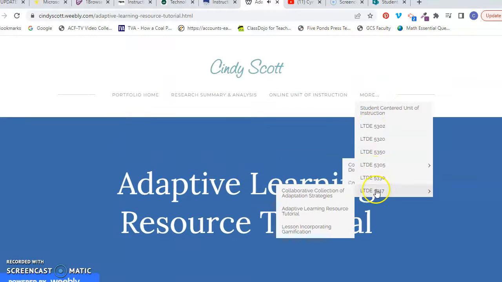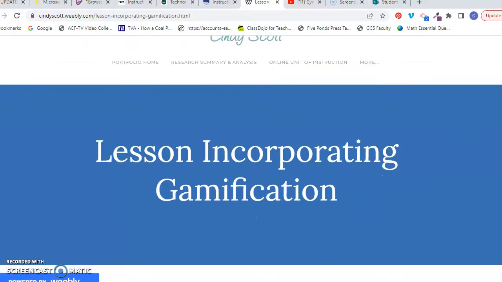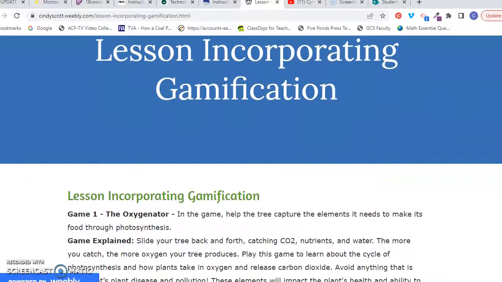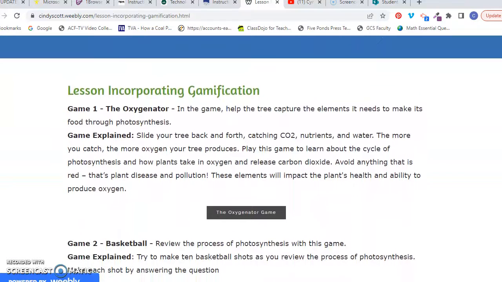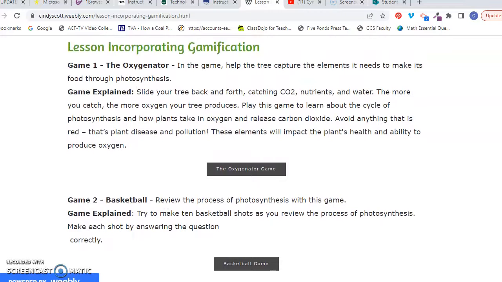Then going on to the next one, which was the lesson that was incorporating gamification. And I did my unit on photosynthesis. And so I found 2 games to help students learning about gamification. The first one is called the Oxygenator Game.